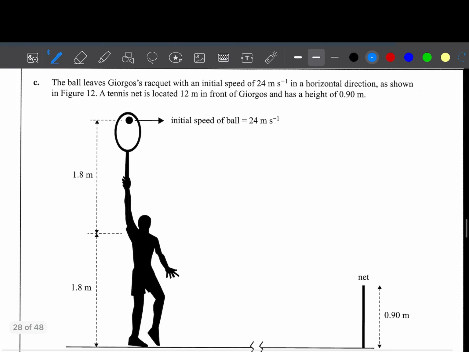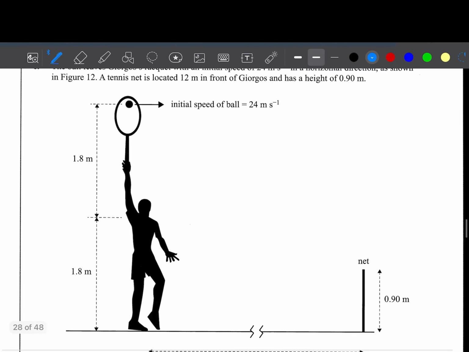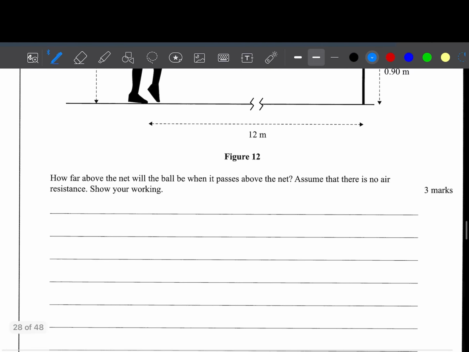Thank you. So the ball leaves G's racket with an initial speed of 24 meters per second in a horizontal direction. As shown, a tennis net is located 12 meters in front of G and has a height of 0.9 meters. How far above the net will the ball be when it passes above the net? Assume that there is no air resistance.